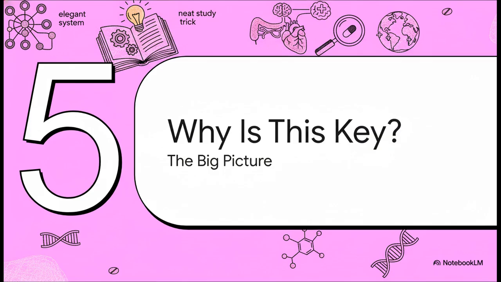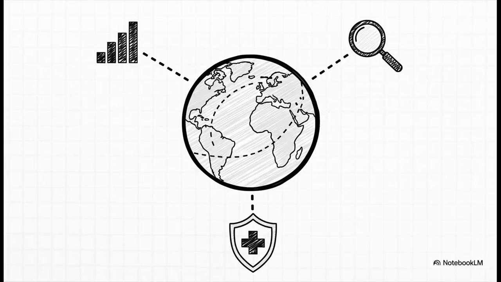Okay, so this system is pretty cool, and that study trick is awesome for sure. But why does any of this matter in the real world? Beyond just passing your next exam, what's the big picture here? Believe me, this is so much more than just a quiz topic. The ATC system is the backbone of global drug statistics. It lets researchers and public health officials all over the world speak the same language so they can track drug use, compare data, and ultimately make medication safer for every single one of us.